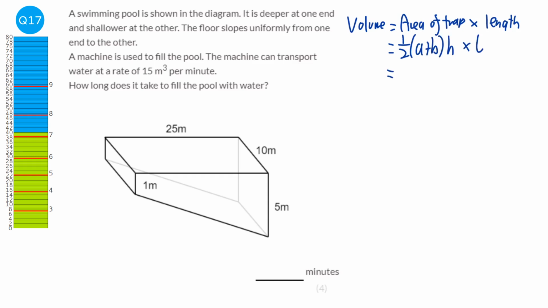Now a and b are the 2 parallel sides, which will be this one and this one. And then the h is the perpendicular line that hits both of them at 90 degrees, which is what perpendicular means, between the bases. So this will be the 25 meters here. So it's going to be half, and then we're going to add 1 and 5, times that by 25. The length is how 3D it is, so it would be that 10 there. So we're going to times that by 10, and that will give us 750. So it's 750 meters cubed.